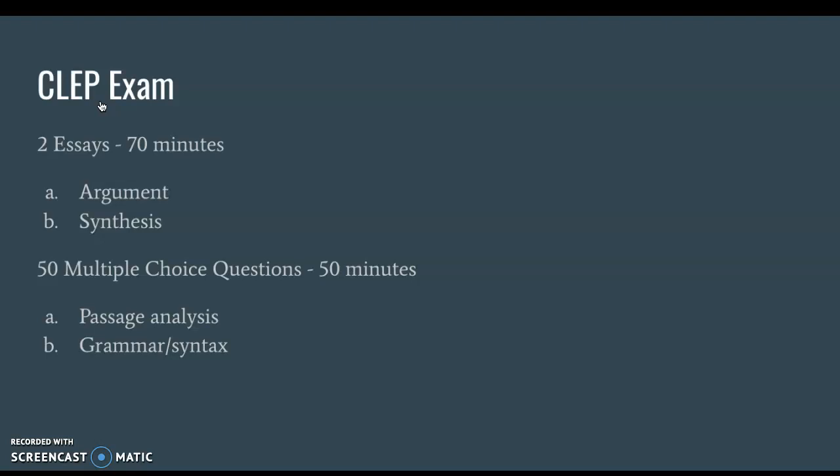So they're going to give you two sources and require you to develop an argument based on the information in those two sources. And what they're looking for isn't just can you develop a position based on reading those two sources. They're also going to be looking to see if you can cite things properly.